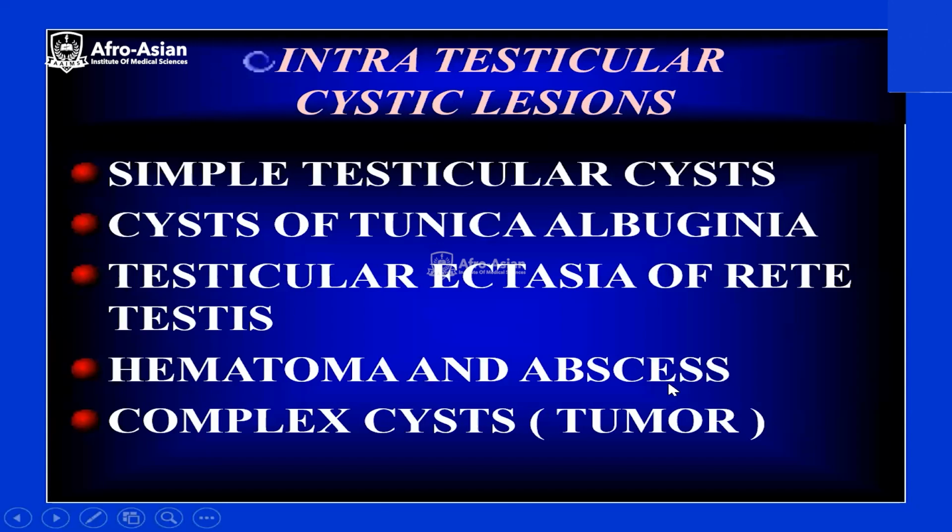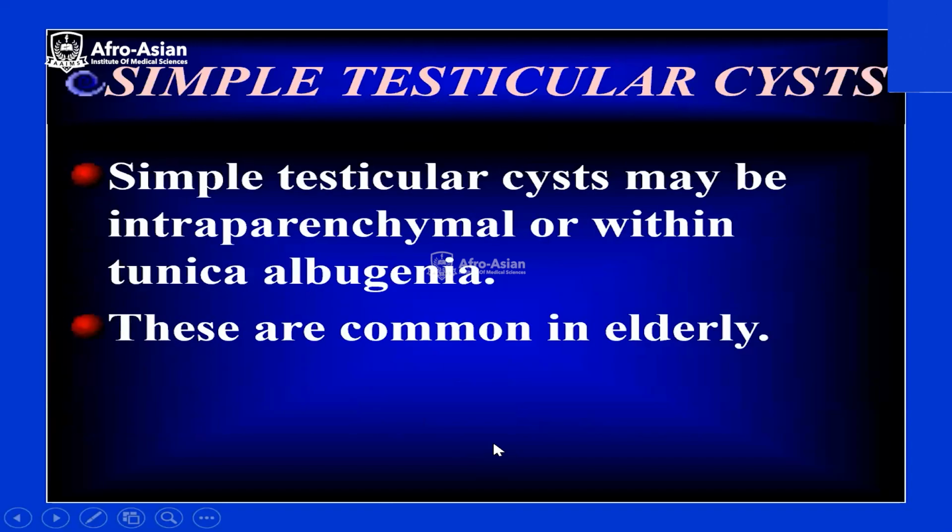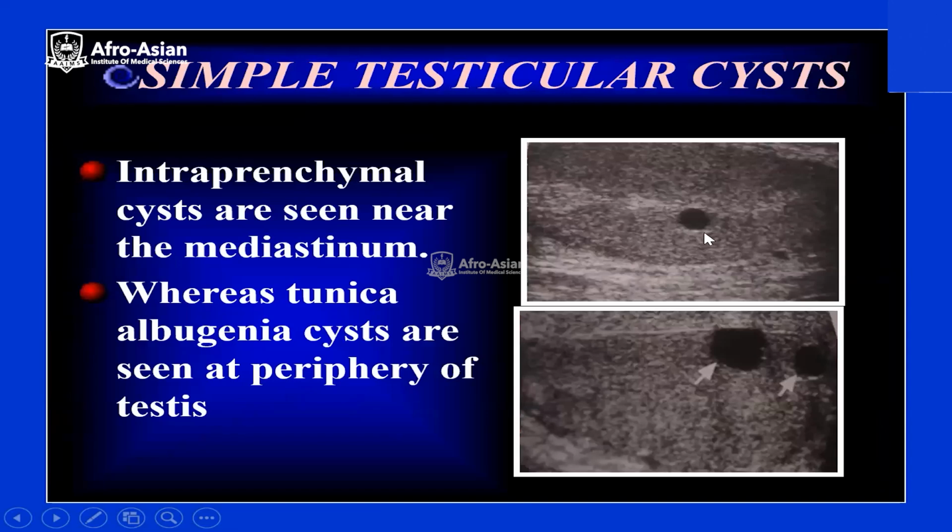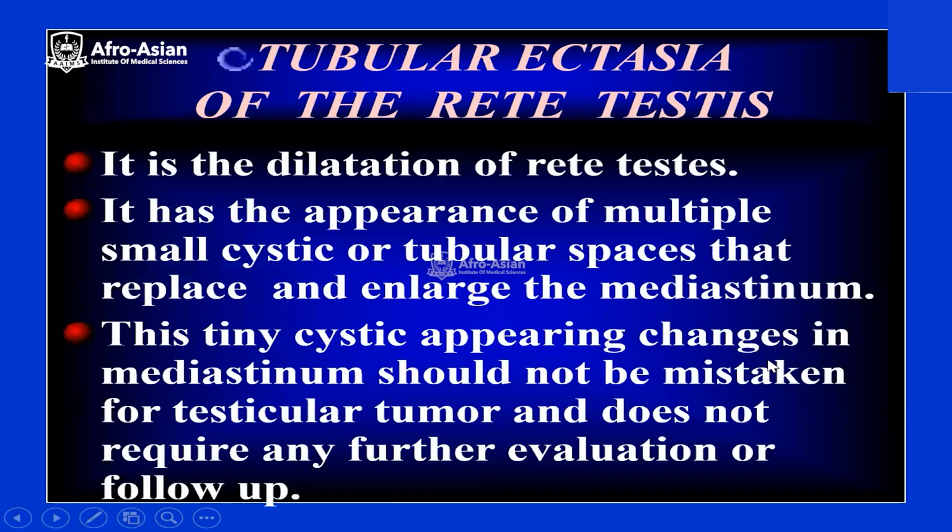Intratesticular cystic lesions are simple testicular cysts of tunica albuginea, testicular ectasia of rete testis, hematoma, and abscess complex cysts. The simple testicular cyst may be intraparenchymal or within the tunica albuginea. These are common in elderly. Here you can see the rete testis, and near to it there is a cyst lying in the testes.